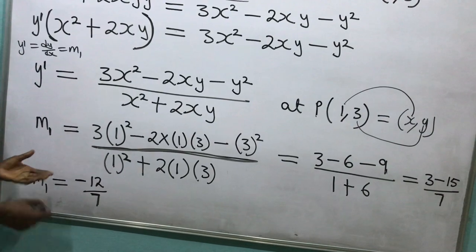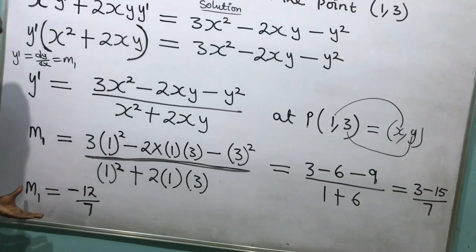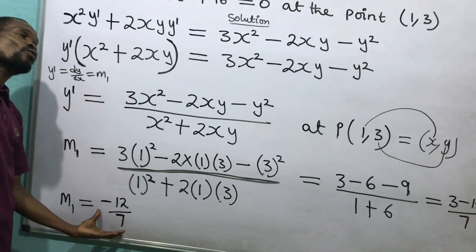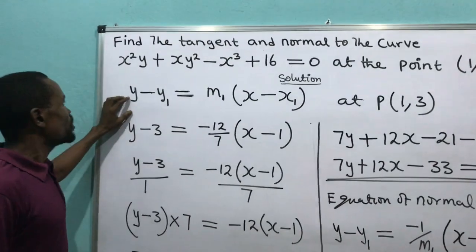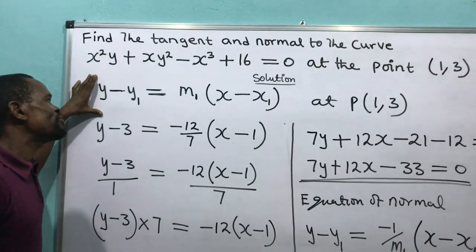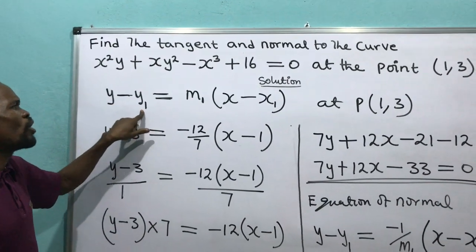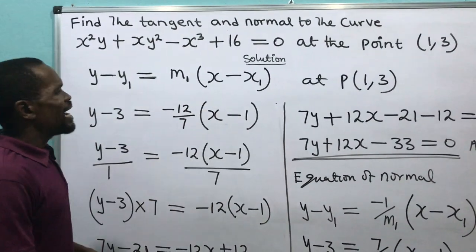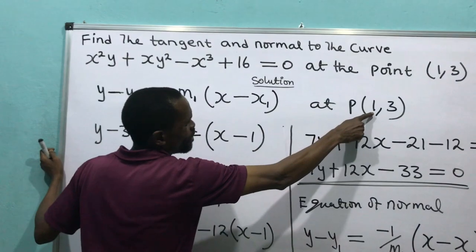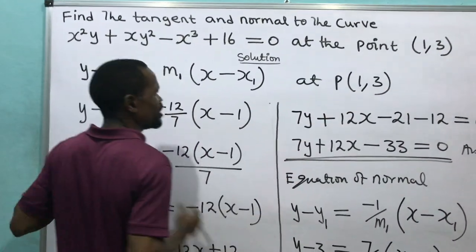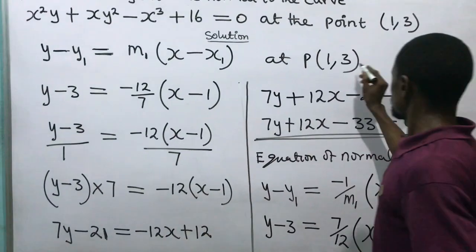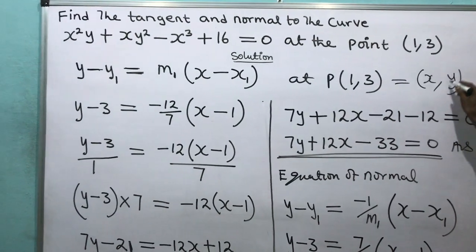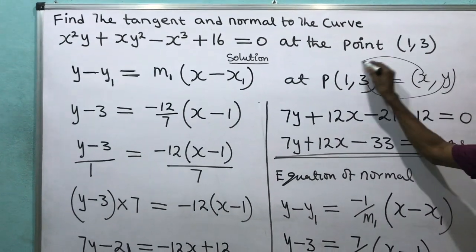Then let me form the equation of the tangent right now. I have gotten the slope of the tangent. Now I can form the equation of the tangent. The equation of a tangent, which we have learned before, is y minus y1 equals m1 into x minus x1, at the point P(1, 3). You remember when we say P(1, 3) it means this is x and this is y. That means my y is 3 and my x is 1.